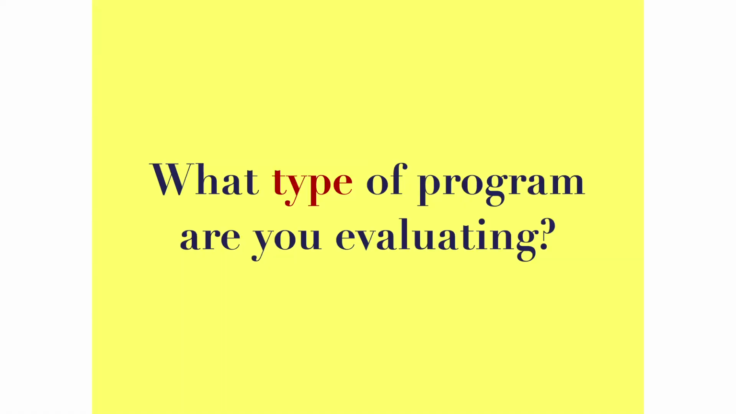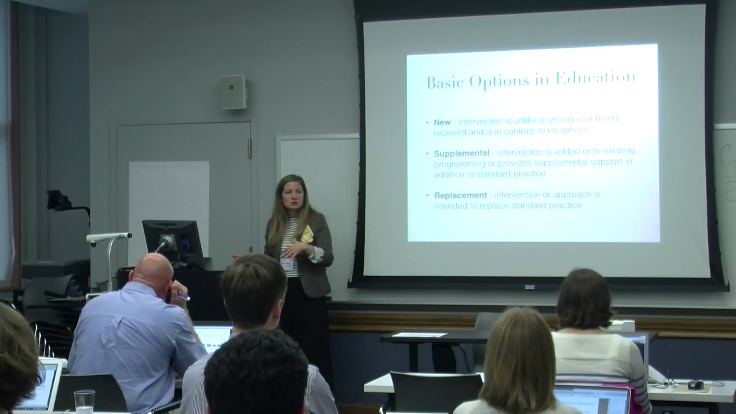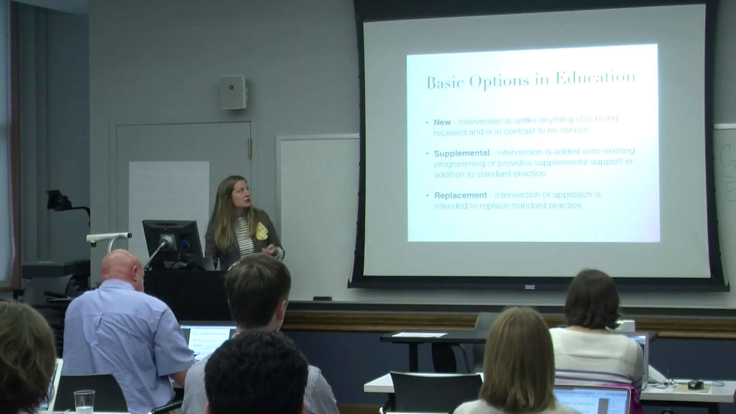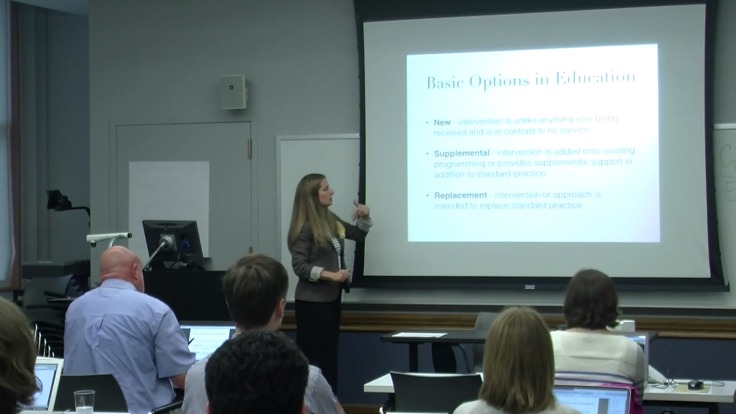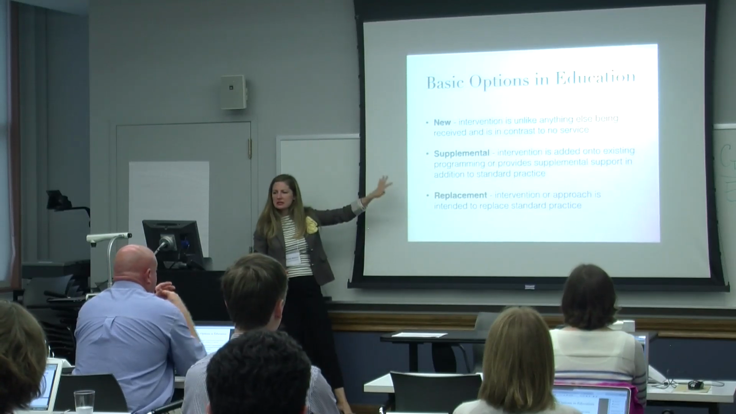So I found that it helps to start thinking about types of programs. You might have a new program, where you're comparing it to basically nothing, right? This is sort of a new innovation. You might have a supplemental program where you're adding it on to existing services, or you might have a replacement. That might be more like the math curriculum that Clive had mentioned this morning, where you're replacing one curriculum for another curriculum. So the ways that we approach costs can differ based on these big basic categories.